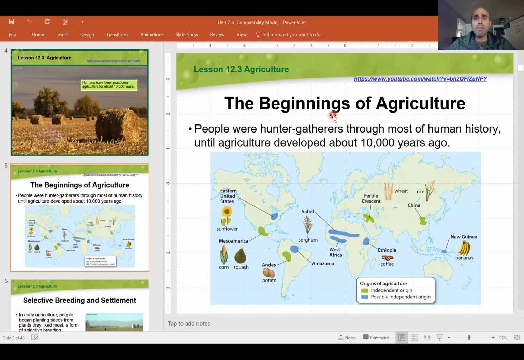Beginning of agriculture. People were hunter-gatherers through most of human history until agriculture was developed around 10,000 years ago. Can you imagine that? 10,000 years ago, they were growing plants just like we are today. And you guys can see, there's sunflower growth, corn and squash growth, potato growth, sorghum. That is actually a grain that I use a lot. It comes in like a little bag. It's a small little hard grain. Tastes very good. Here's coffee, right? Wheat. You all are familiar with wheat and rice. And the bananas down in New Guinea.